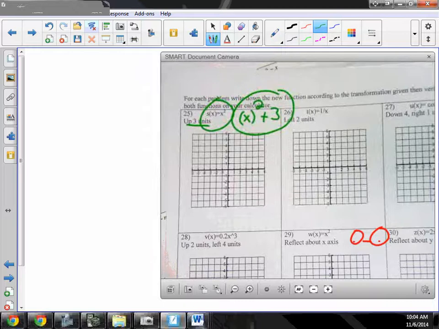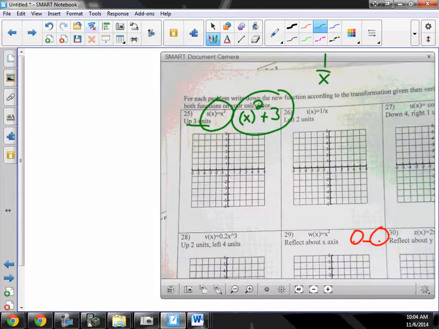What would the equation for 26 be? If the original is 1 over x, the transformed one would have to be, we're going to replace x with x plus 2. So it would be 1 over the quantity x plus 2.